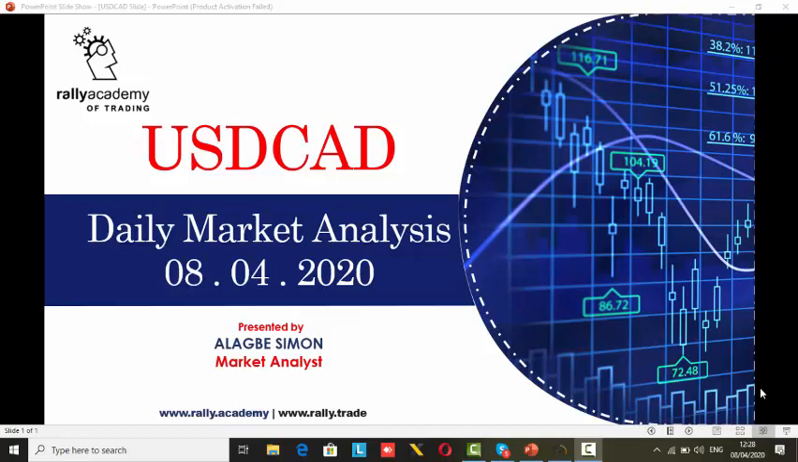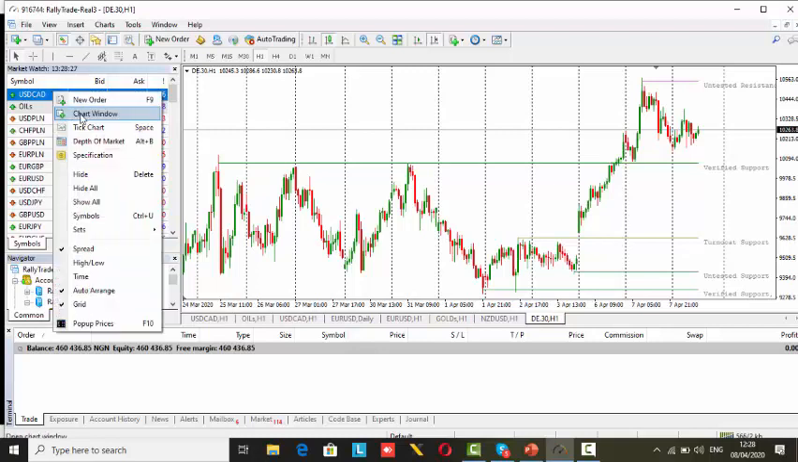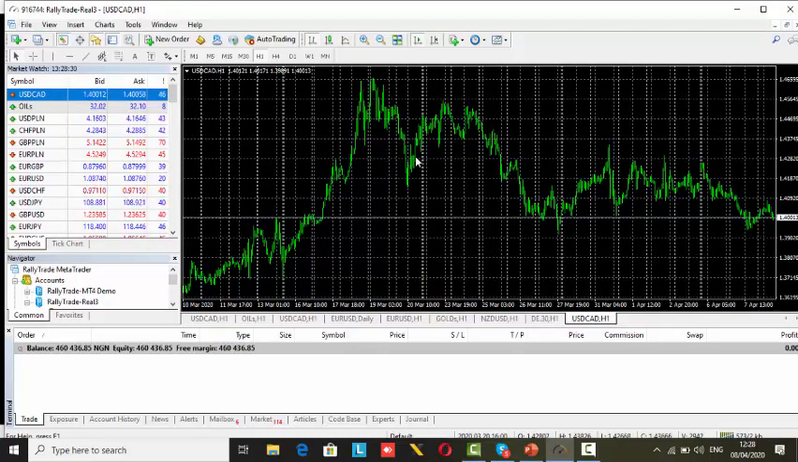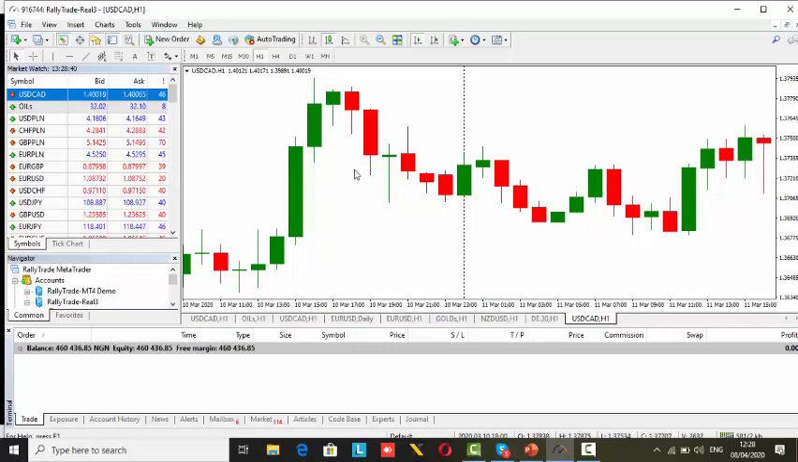Today, we'll be looking out for trading opportunity on USDCAD. Let's take a look at our charts. Okay, then on the market watch, we pick USDCAD charts window. So this is the USDCAD. Okay, so we go to our templates and then we add our green and red strategy to the chart.